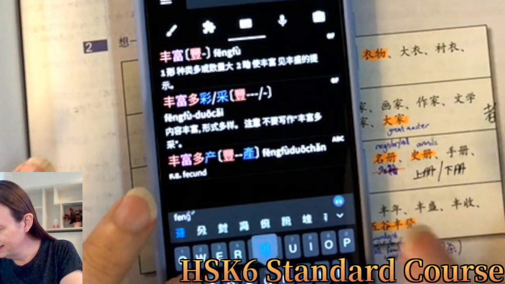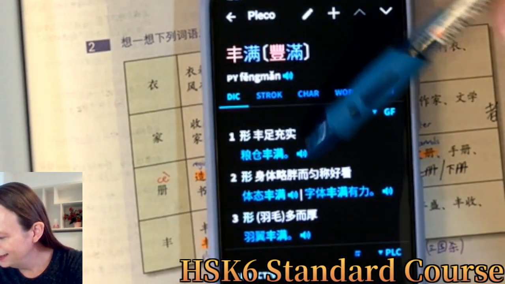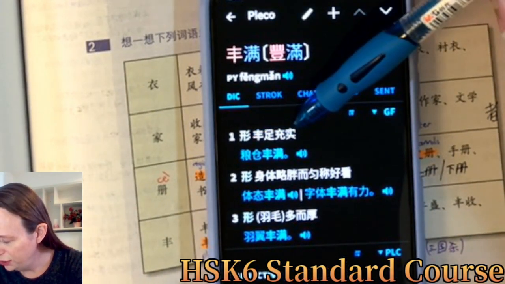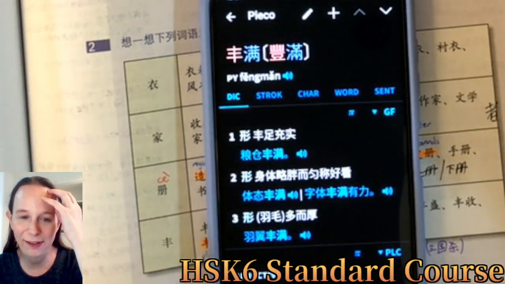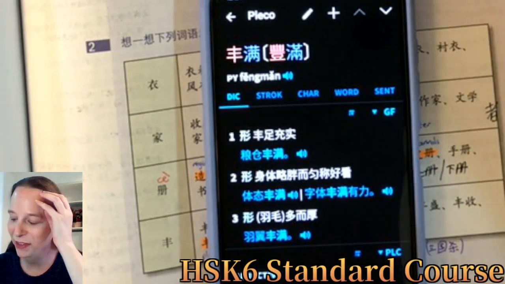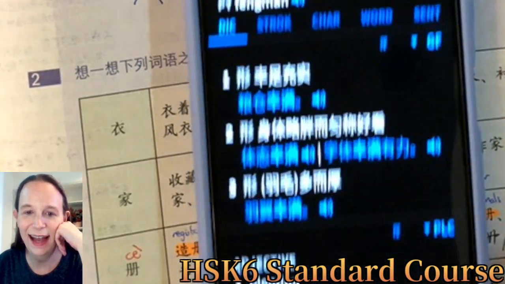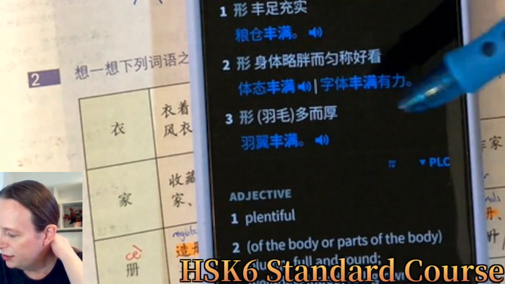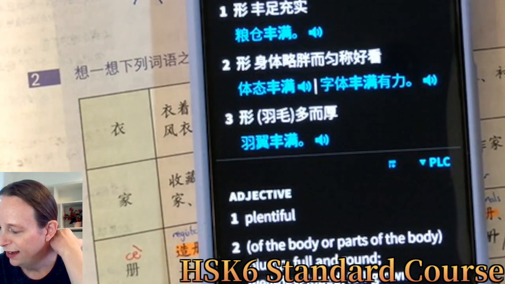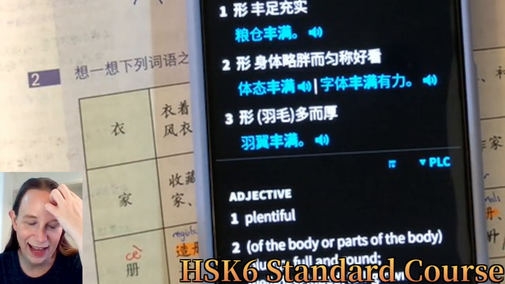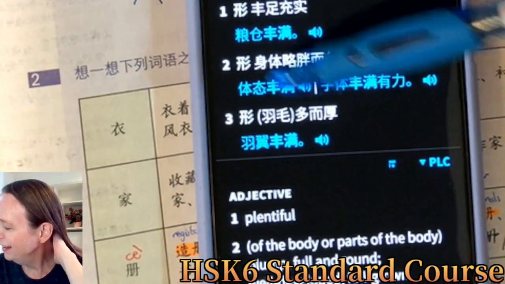丰满. It seems I have learnt another meaning of this word. 丰足充实. Okay, 粮仓丰满. 粮仓 was the granary. So the granary will be filled with grain presumably. And so if there is a harsh winter, we'll survive. 身体略胖而均称好看. All right, so this is the kind of, what's the word, ample-breasted thing.